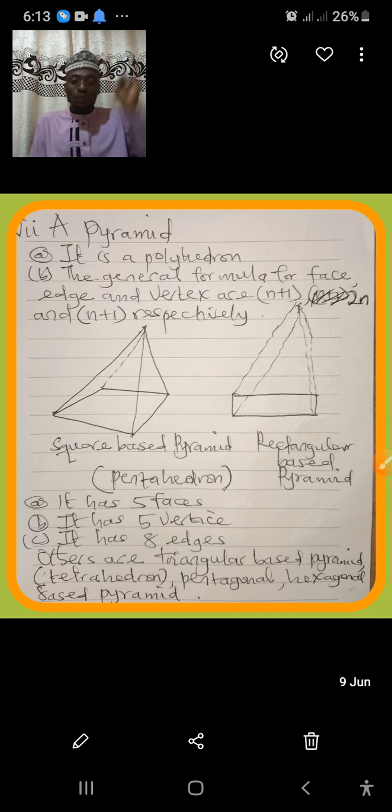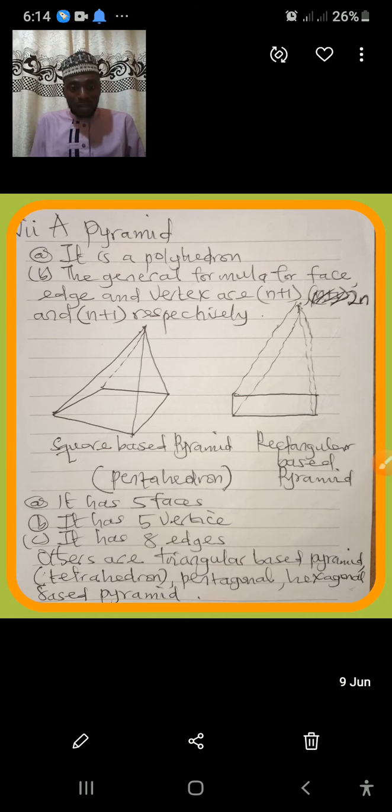So for other names, we can form the hedron for this one too, but it is 1 you'll be adding to this one, not 2 like the prism. The prism is 2, while this one will be 1. For example, I'll add 1 to square, which is 4, plus 1, 5. So this square base pyramid is called pentahedron. Rectangular base pyramid too is penta because it is 4 plus 1. If I have a hexagonal pyramid, if I want to name it hedron, it will be heptahedron. Just add 1 to it, you get your hedron. So that is that on pyramid.